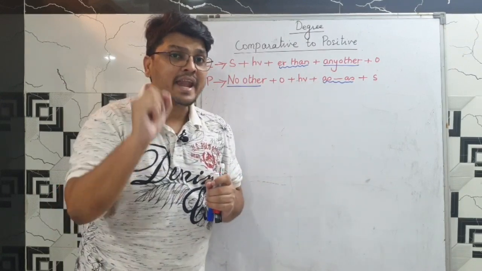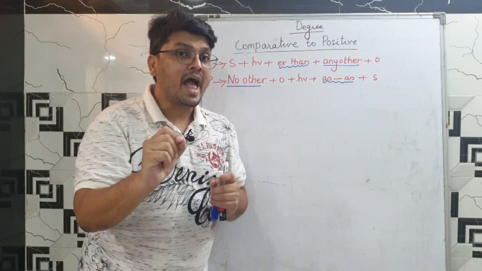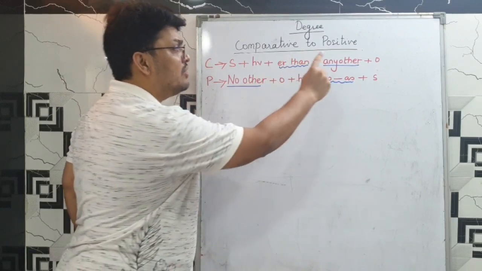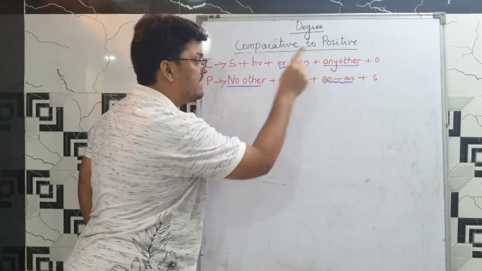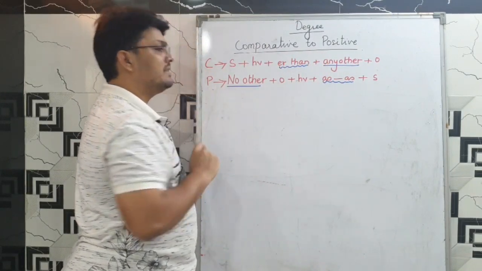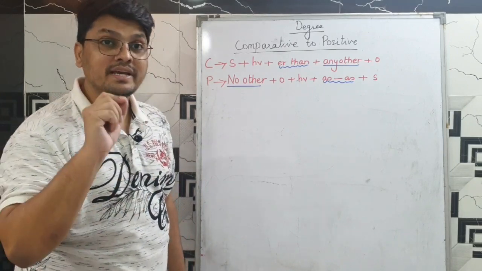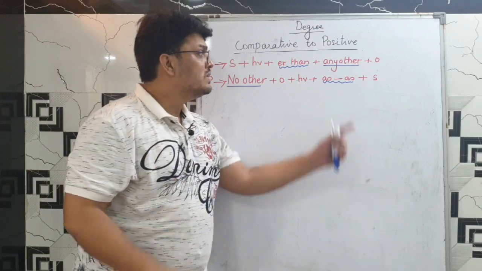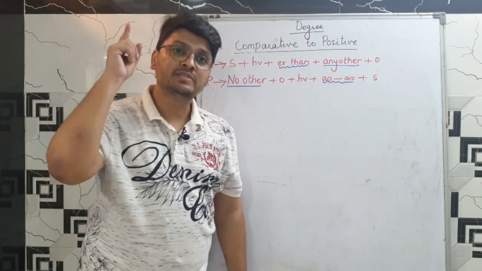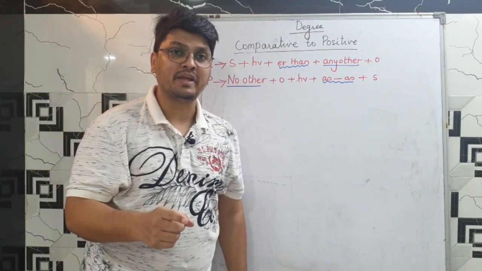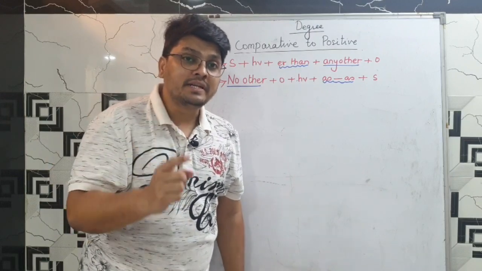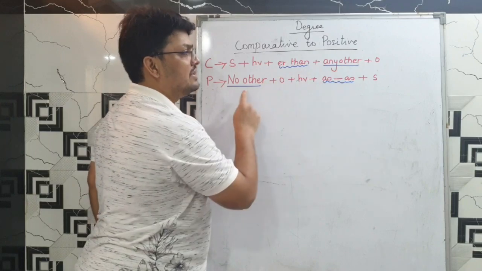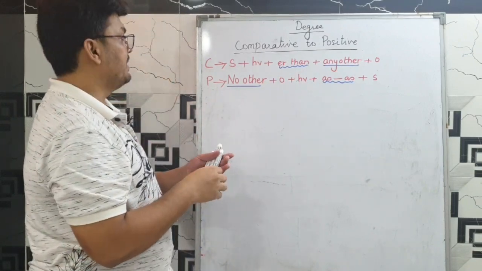When you see any other in comparative degree, and you are told to change into positive degree, begin positive degree with no other. Once again I tell you, students, in this type of comparative degree, you will see any other. And if you see any other in comparative degree, begin positive degree with no other. You can see I have highlighted these two. Let's take an example.